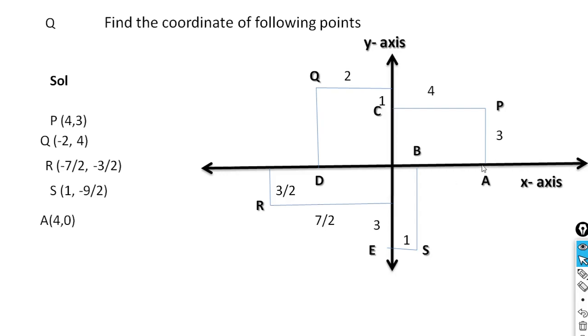Now let us check the point A. Point A lies on the x-axis, and on the x-axis y is always 0. From 0 to A, this distance is 4 units, so the coordinate will be (4, 0). For the point B, it will be (1, 0). Point C lies on the y-axis, so the coordinate will be (0, 3). Point D is on the left-hand side of the origin, on the x-axis, so it is (-2, 0) for the point D.